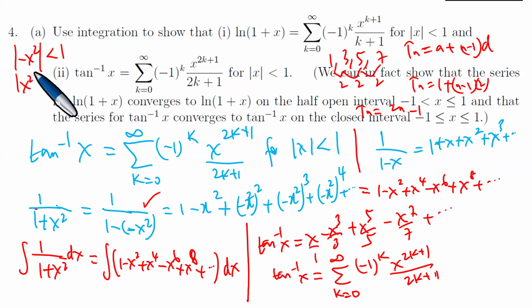Which means the modulus of x squared is less than 1, which means x squared is less than 1. When is x squared less than 1? You need to solve that inequality. x squared less than 1 is x squared minus 1 is less than 0.